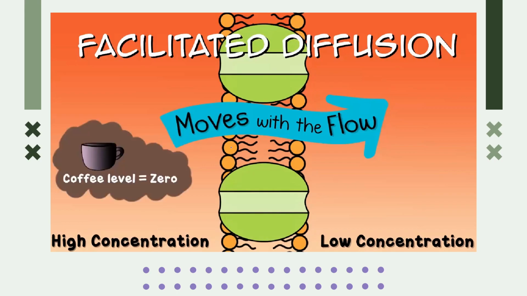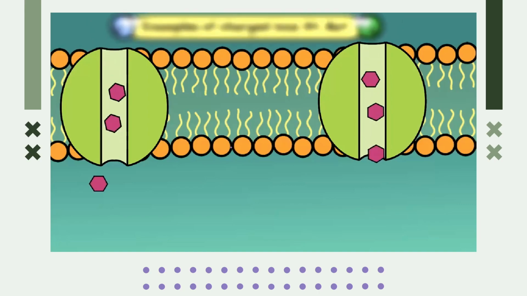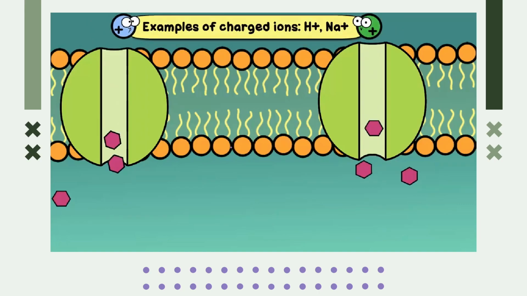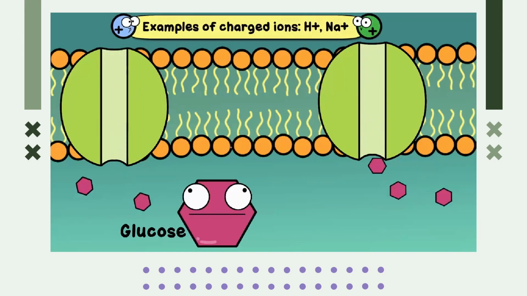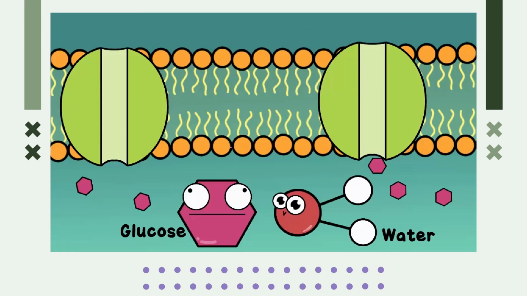It doesn't require energy, though, so it's also a type of passive transport. It's just the proteins are facilitating or helping things pass. Charged ions often require a protein channel in order to pass through. Glucose needs the help of a transport protein to pass through. In osmosis, for water to travel at a fast rate across the membrane, it passes through protein channels called aquaporins.